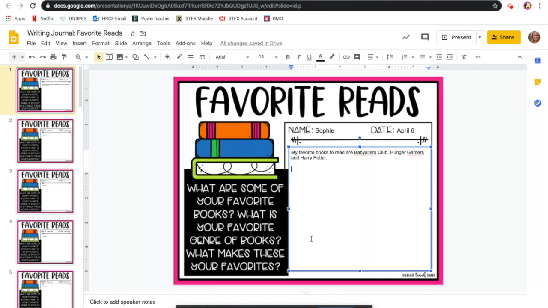And every week you will have a new writing journal, and you're always going to go to your slide number that corresponds with the number in class when we go to our bins. So that's the first assignment.